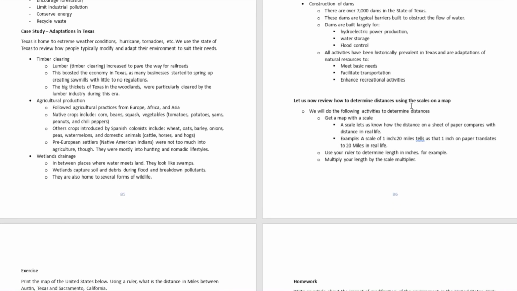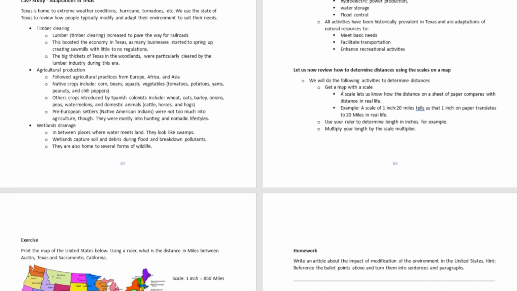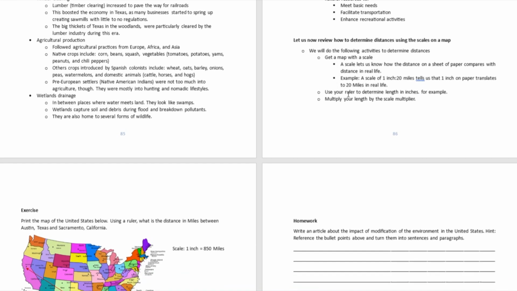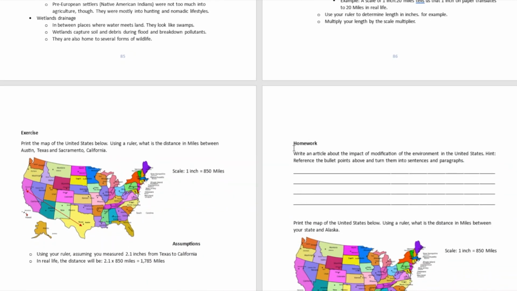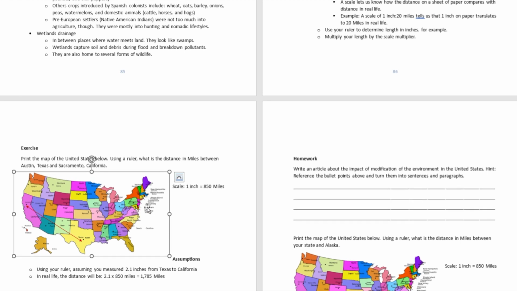So let's take a look at how to determine distances using the scale on a map. What we're going to do right now is get a map that has a scale associated with it. So for example, you're welcome to print this little chart out for your child. Mom and dad, if you're watching with me, you can print this out. And 1 inch on this chart is going to be equivalent to about 850 miles.